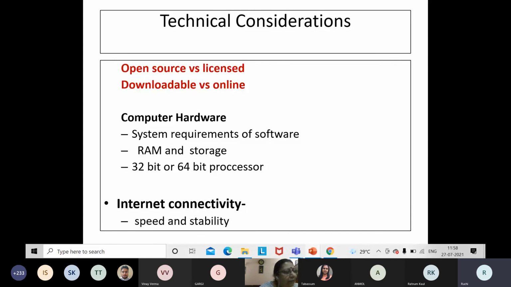Towards the end, I would just say that those of you from a biology background, even then, if you are thinking to go for bioinformatics, you have to have some background of technical knowledge about computers. There are open source, there are licensed softwares, there are downloadable softwares, or there are online softwares. For each one of them, the requirements of your system are different.